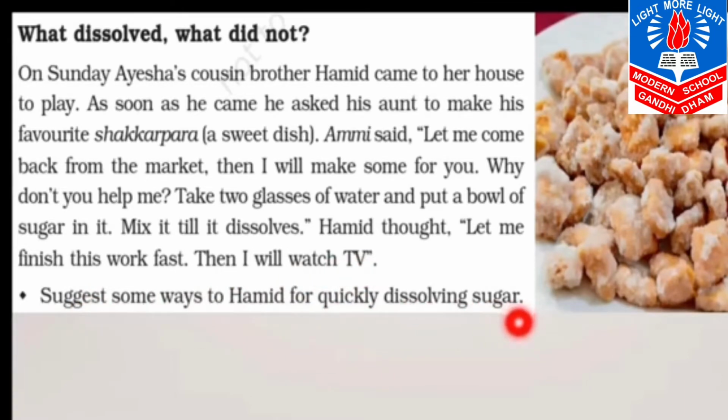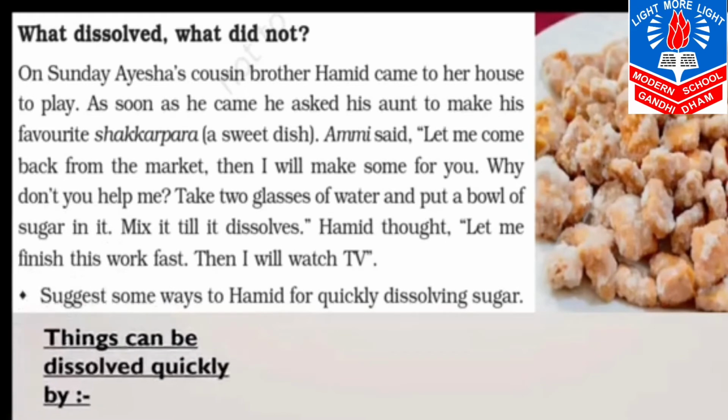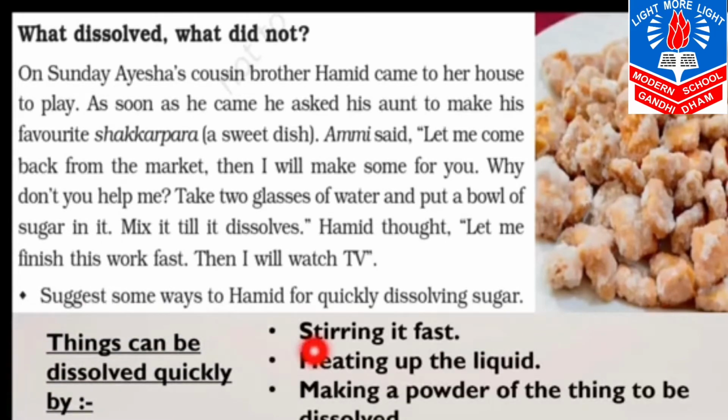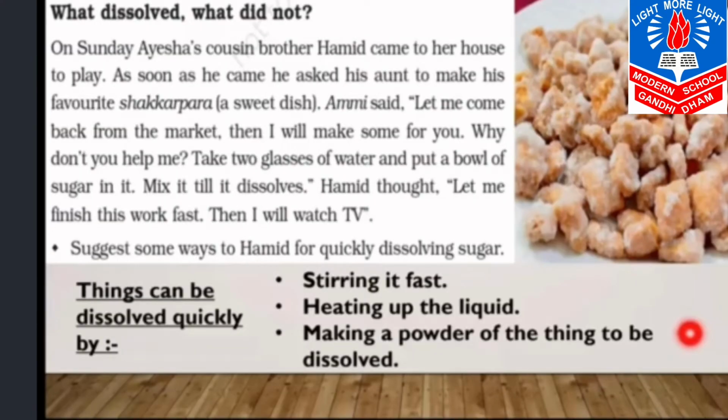Now suggest some ways to Hamid for quickly dissolving the sugar. So things can be dissolved quickly by stirring it fast. मीन्स हम लोग शुगर को ग्लास में डाल के बहुत जोर जोर से मिलाएंगे विद द हेल्प ऑफ द स्पून. देन हीटिंग अप द लिक्विड. एंड थर्ड स्टेप इज मेकिंग अ पाउडर ऑफ द थिंग to be dissolved. We'll make a powder of sugar so that it can easily dissolve.